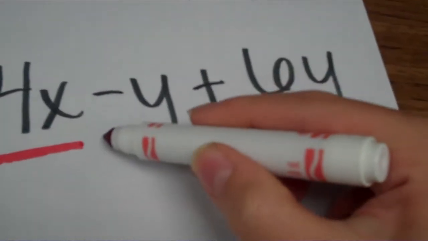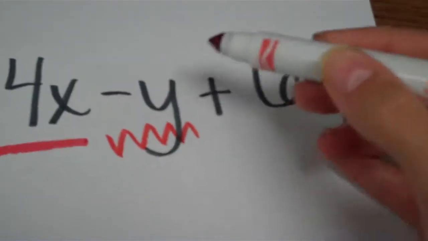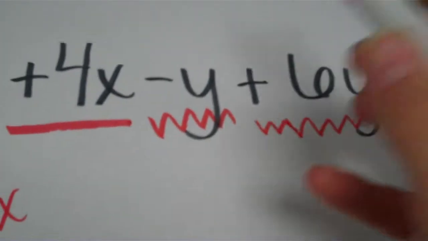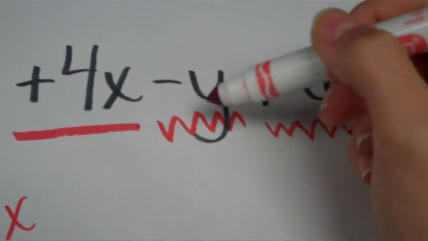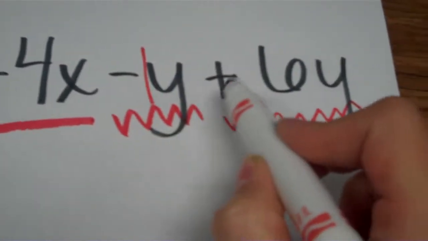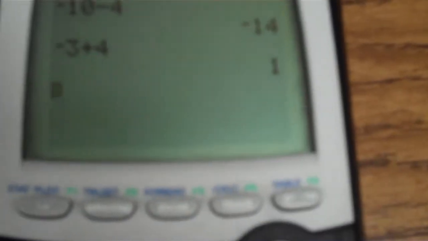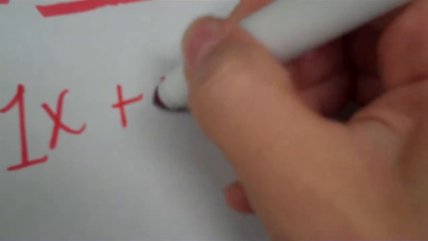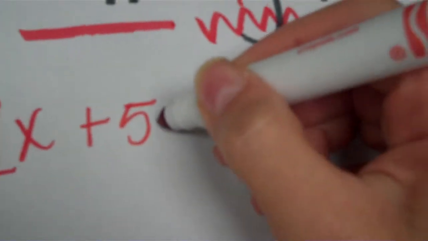And then I'm going to go ahead and combine my y's. I'm going to get that little plus sign too. There's no number here. If there is no number, the number is 1, right? So negative 1 plus 6. In your calculator, negative 1 plus 6 is a positive 5. So positive 5 means I'm going to put plus 5. And then don't forget your y. Yet again, I'm putting plus 5 because it's a positive number.